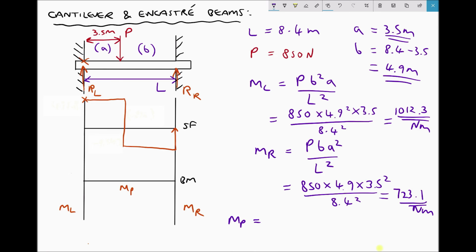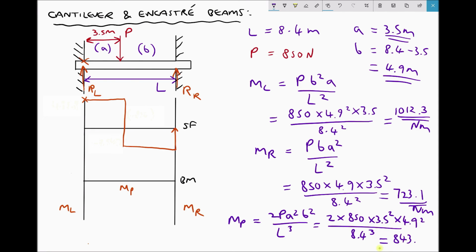Now, once again, we have a standard formula. And the formula for this is 2P A squared B squared over L cubed. These are all provided on the formula sheet. So we have 2 times 850 times 3.5 squared times 4.9 squared divided by 8.4 cubed, which equals 843.6 Newton meters.